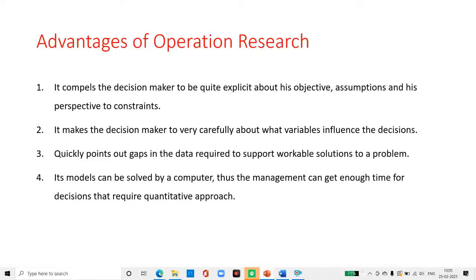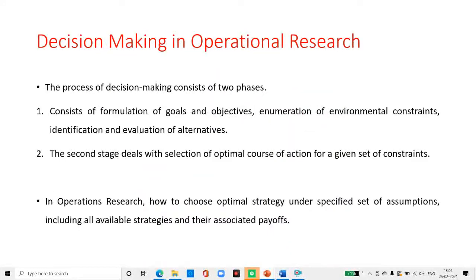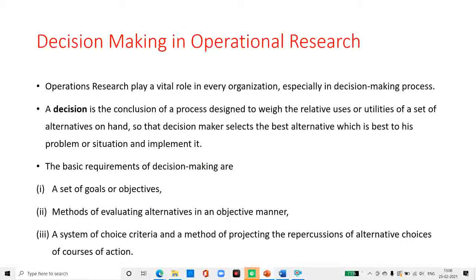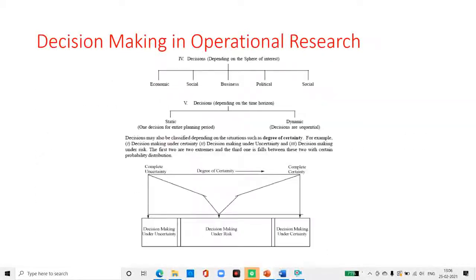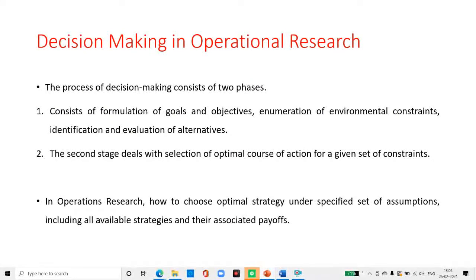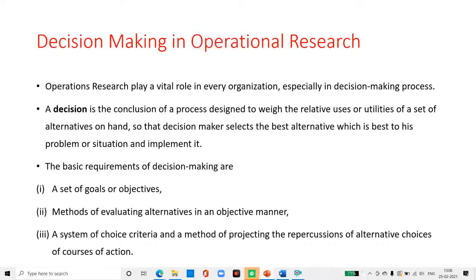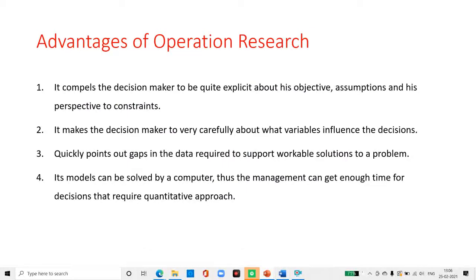The next topic is the advantages of operational research. Operational research is useful for improving the quality of managerial decision making. By using various tools and techniques of operational research, we can get the optimal solution of a particular problem.